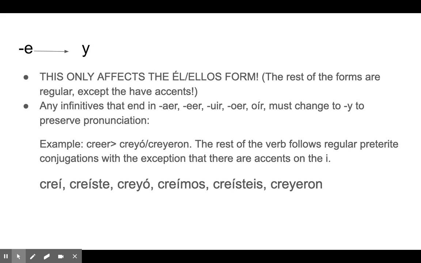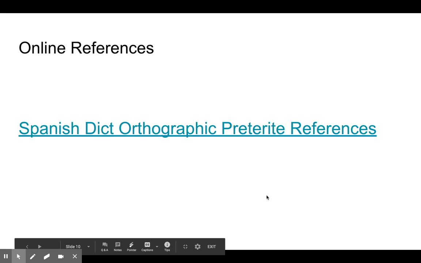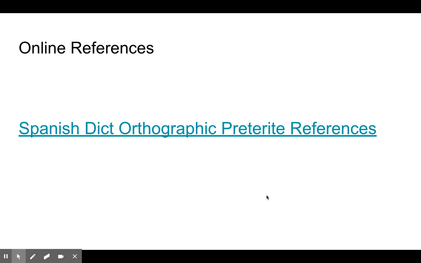So for example, creer goes creí, creíste, creyó with a Y, because otherwise it'd be creió, and that's a diphthong, something that we call a diphthong, a weak vowel combined with a strong vowel. And then in the ellos form, again, we have creyeron with a Y. These are some examples. So again, you can find destruir, same thing. It ends in UIR, therefore the él and ellos forms will have a Y in place of the I.